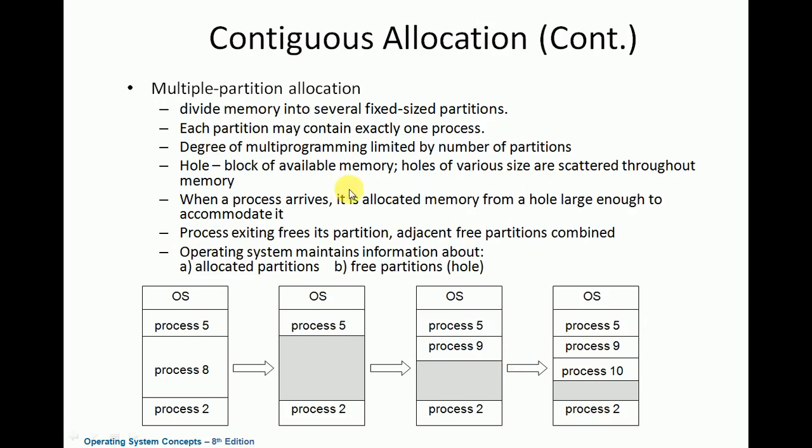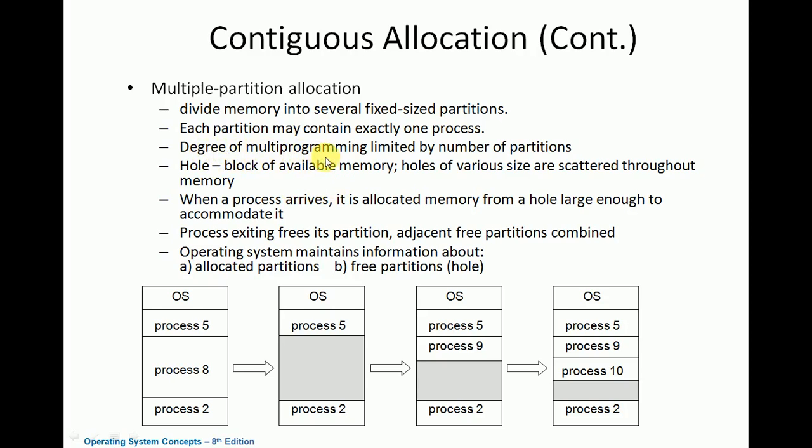As we already discussed, the main memory will have multiple partitions. The main memory is divided into several fixed-size partitions, and each partition may contain exactly one process. A particular process can be stored in a particular fixed-size partition in the main memory. And the degree of multiprogramming is limited by the number of partitions.